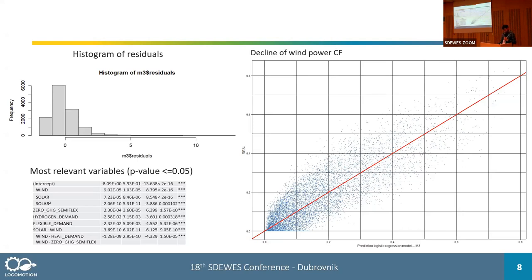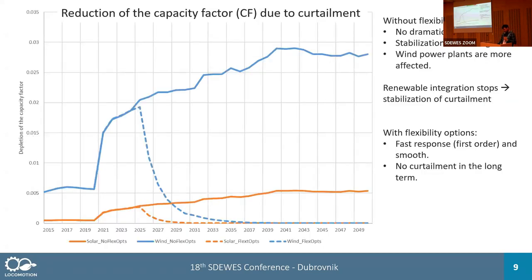In this case, this decline of the wind power capacity factor relies on the influence of wind, but also solar and the quadratic term of solar, the nuclear and geothermal power plants, hydrogen demand, flexible demand. So it's more complex in this case, the relationship. Well, what happens when we introduce these regressions into the integrated assessment model?